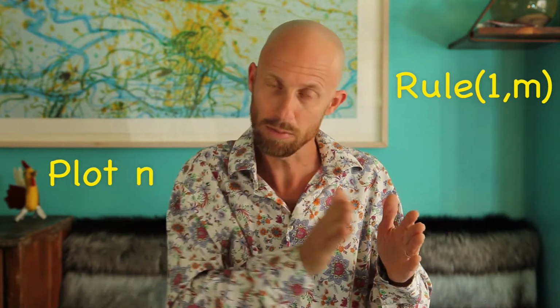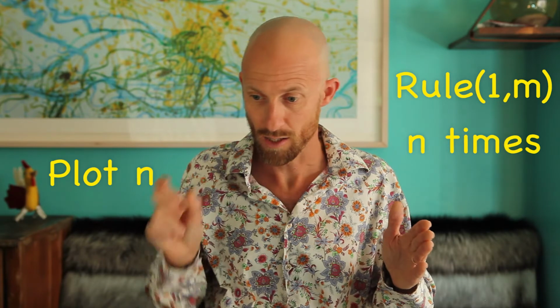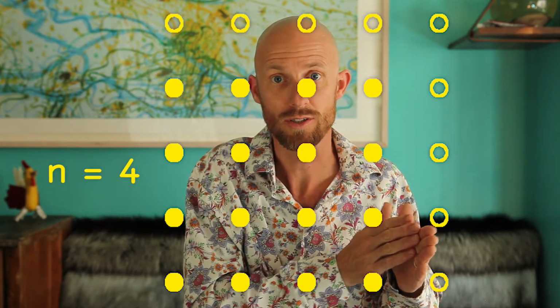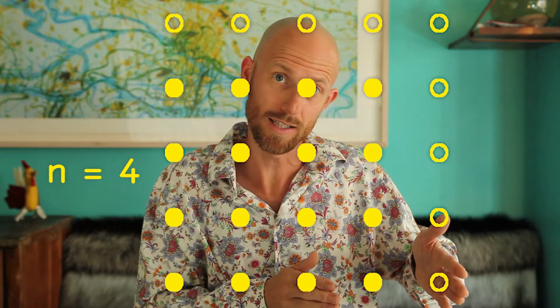Well, now we have an integer slope. We've gone across 1 unit and up m units. Well, on plot n, suppose we apply this rule n times. Well, it's going to go across 1 unit, 2 units, 3 units. It's going to go across n units. So we're going to have to end up on this far side.